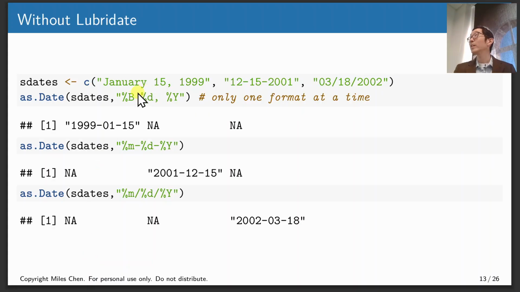If you have a vector with dates in different forms, like we understand this. This is January 15th, 1999. This is December 15th, 2001. This is March 18th, 2002. We can read this, but as far as using as.Date, it only supports one format at a time. So it could either import the first one, but can't import the other ones, or it can import the middle one, but can't import the others, right? So we have these different forms, so it's a bit of a pain, okay?